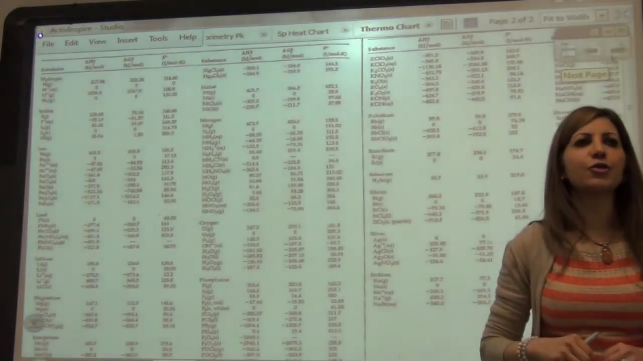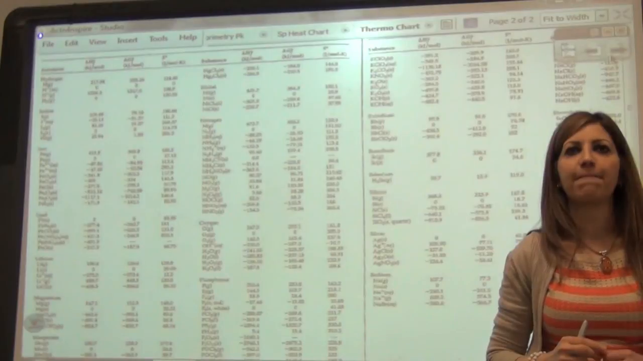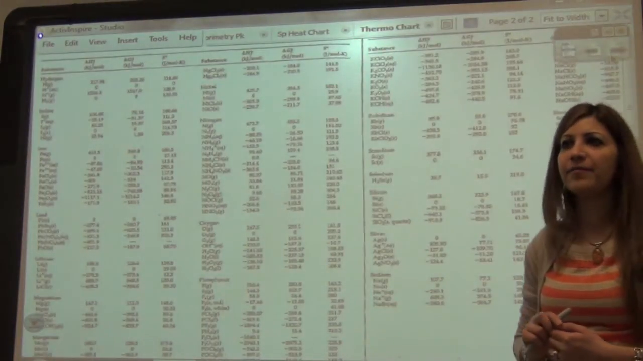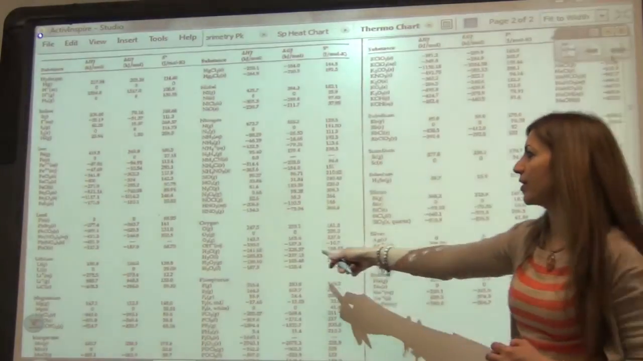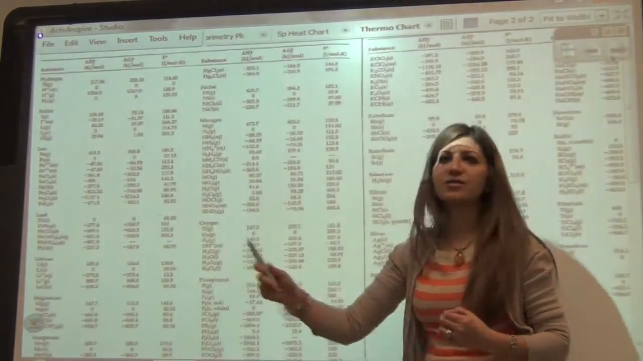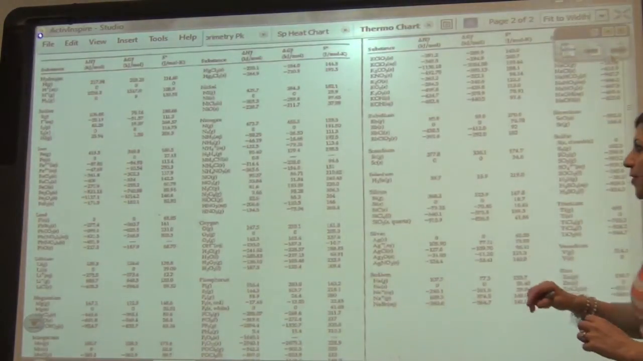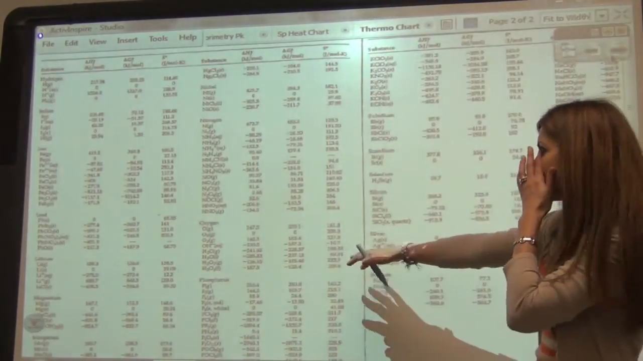I want you to take a look and find water, because where do you think water would be? Under hydrogen. Take a look under hydrogen. Do you see water there? No. Where's water? Under oxygen. Okay, so water is actually under the oxygen, so that's the one that I just wanted to make sure that you saw, because a lot of times people are like, I can't find water. Water's not on there. It's not on the chart. It is, it's just under oxygen.